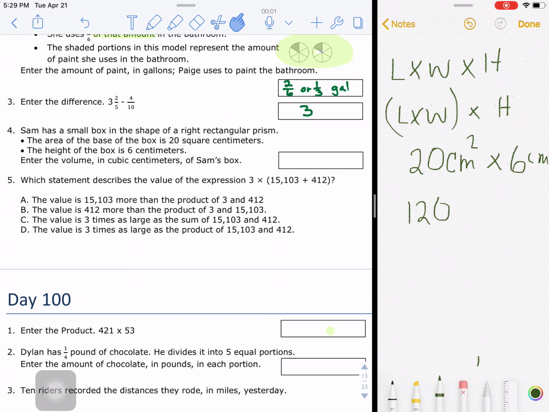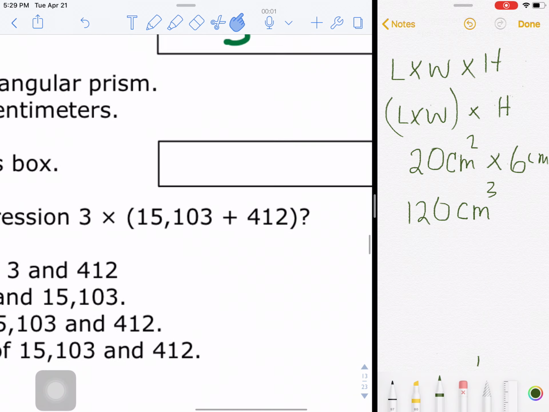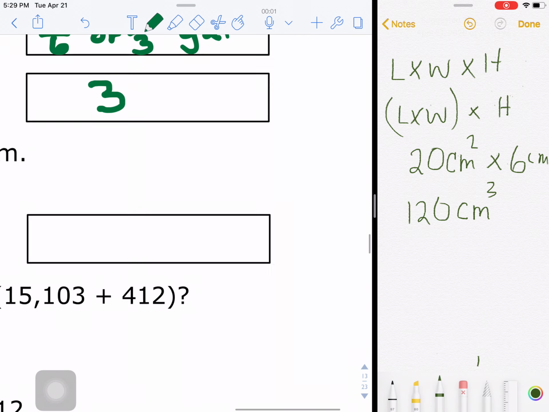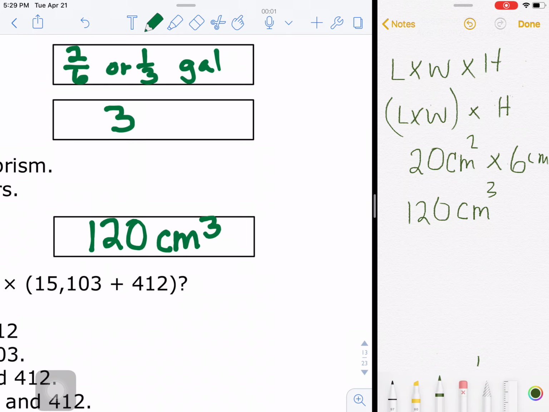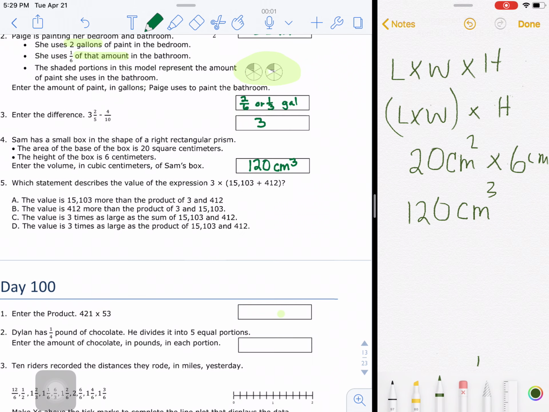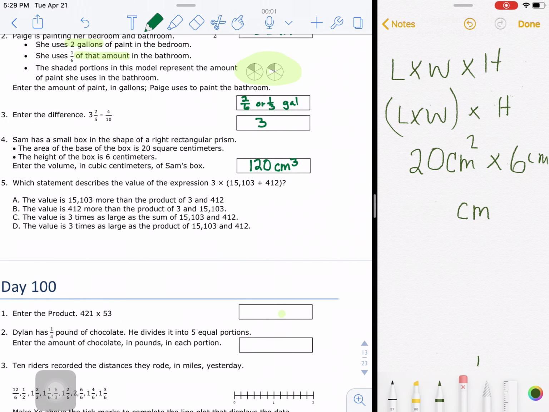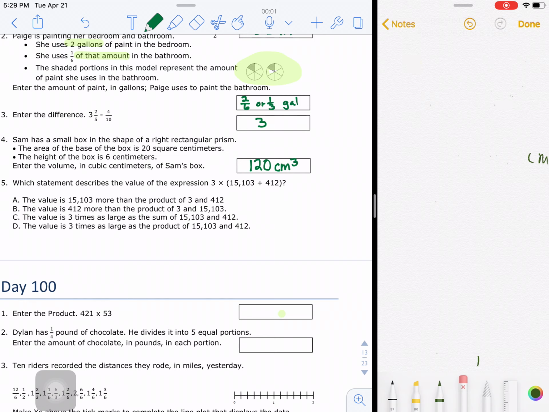And centimeters squared times centimeters would be centimeters cubed, or cubic centimeters. So we end up with the volume of this right rectangular prism is 120 cubic centimeters. And our last problem today is, which statement describes the value of the expression?